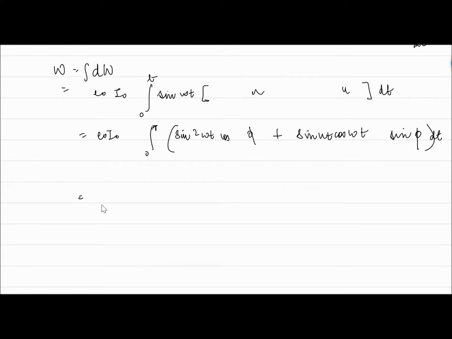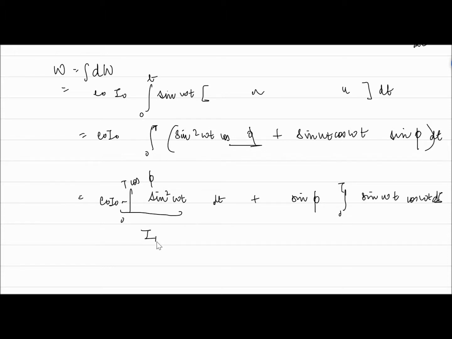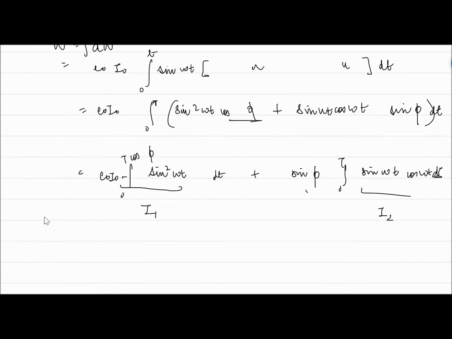So taking the integration further, we get E naught I naught, 0 to t, sine square omega t dt plus sine phi, as cos phi is constant, so we have cos phi here, sine phi, 0 to t, sine omega t cos omega t dt. So let us consider this as the first integration and this one as the second integration.